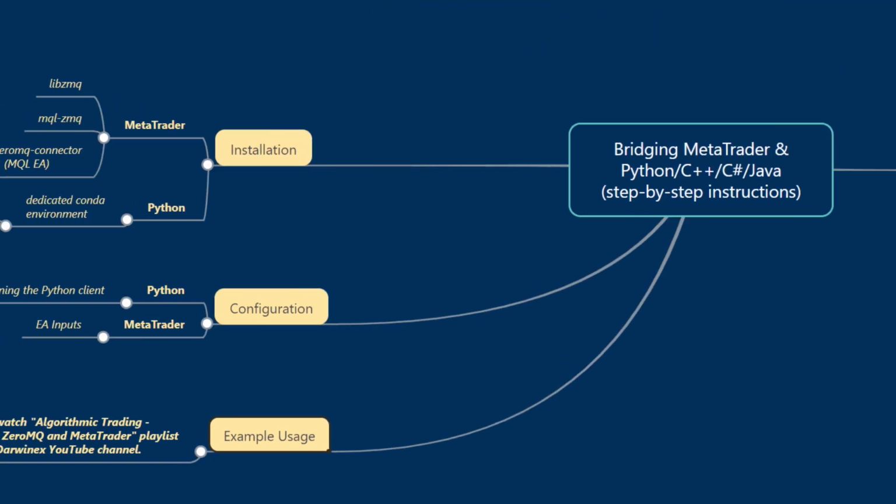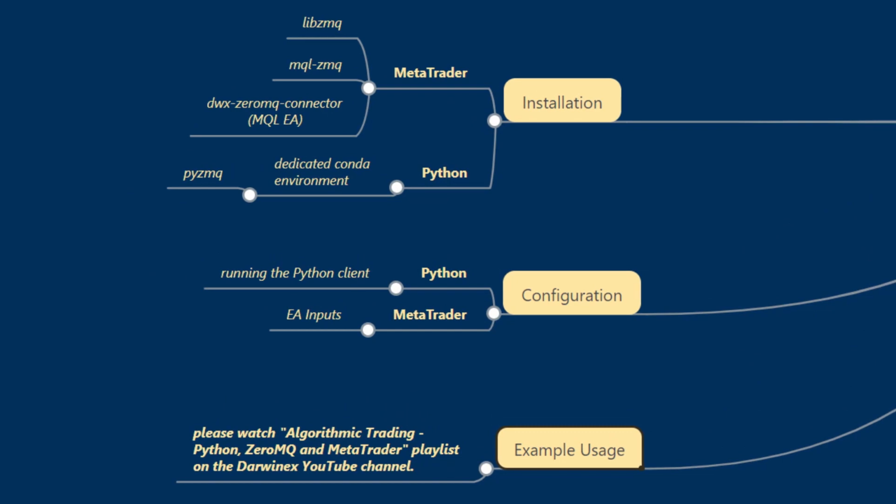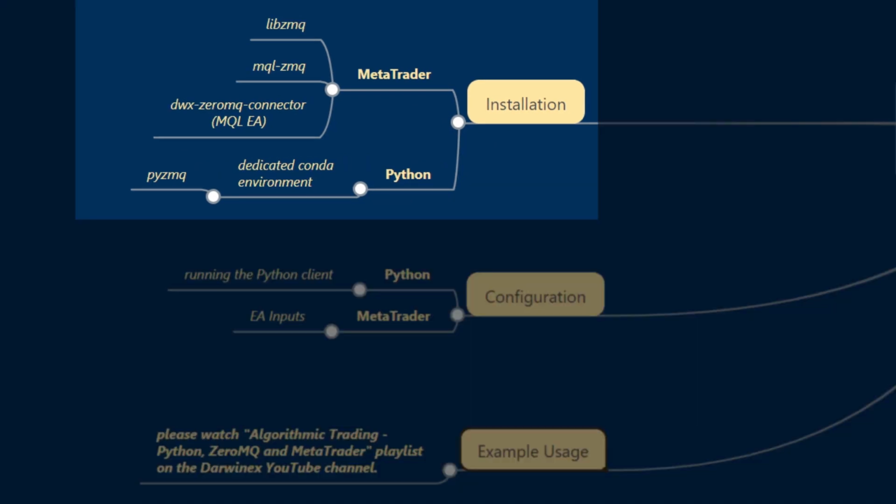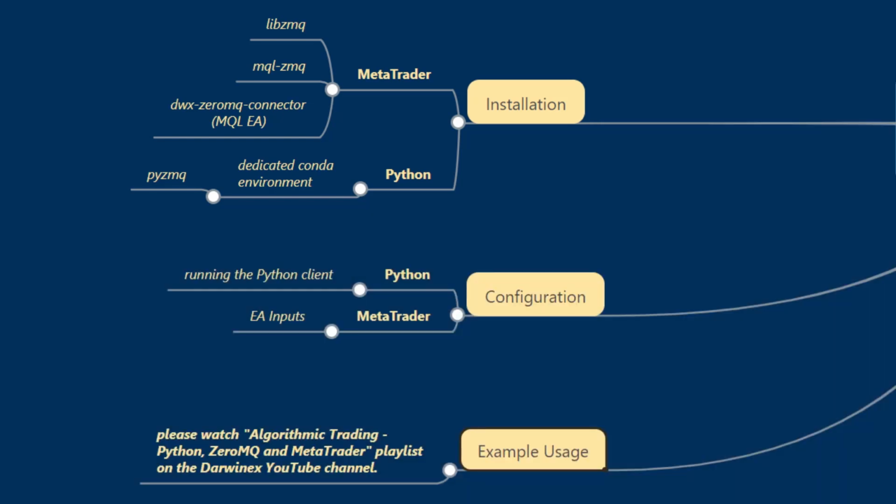In terms of installation, we'll talk about basics such as how to install MetaTrader and the underlying dependency components. These include libzmq, mql-zmq, and of course the DWX ZeroMQ Connector bridge project from GitHub. For this series of tutorials, we'll be covering implementation on the external programming language side, specifically in Python. And for Python, we'll go through setting up dedicated conda environments and ensuring that the PyZMQ dependency is satisfied.